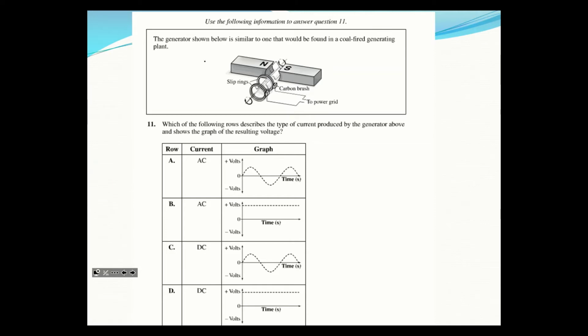Okay, and this one here, the generator below is similar to one that would be in a coal-fired generating plant. And the giveaway here is slip rings. As soon as you see slip rings, you know that it has to be AC. And if it's AC, the voltage is going to vary over time. So that gives us A as the correct answer.